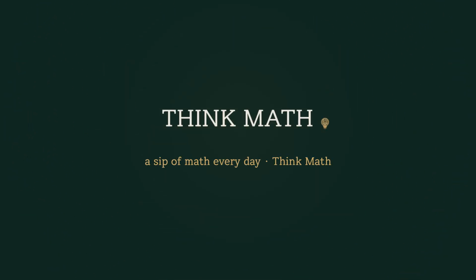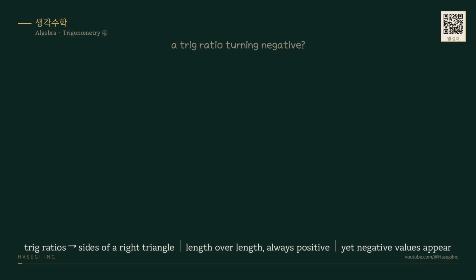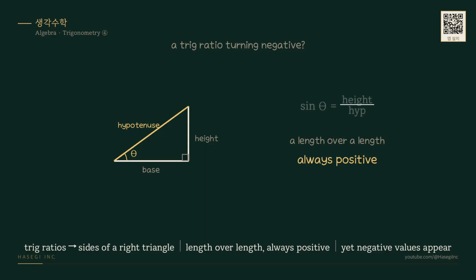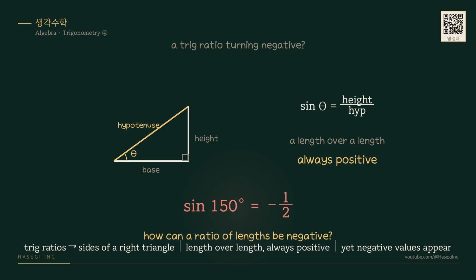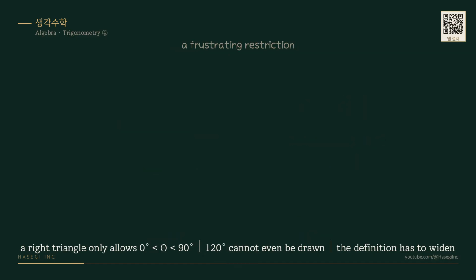Think math. In middle school, sine and cosine were ratios of sides in a right triangle. A length over a length, so always positive. Yet in high school, the sine of an angle turns negative. How can a ratio of lengths possibly be negative? There was a frustrating restriction hiding in those ratios.